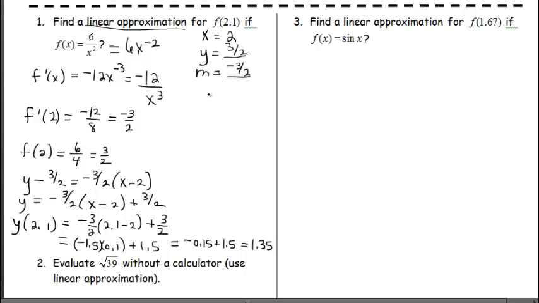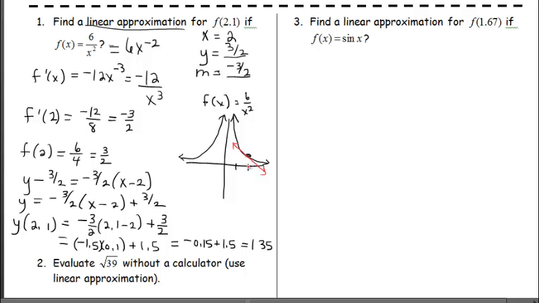Here's a visual. Graph the original function. I don't know how much to scale this is going to be, but 6 over x squared looks something like this. It's pretty steep. Okay, my point is 2, 3/2. So maybe something like over 2, up 1.5, maybe something like this. Draw in the tangent line, which is what you just found, the equation of the tangent line. Not bad.